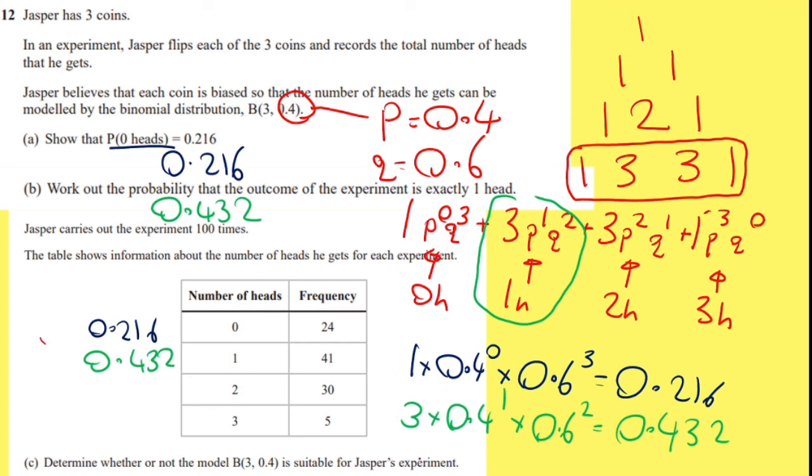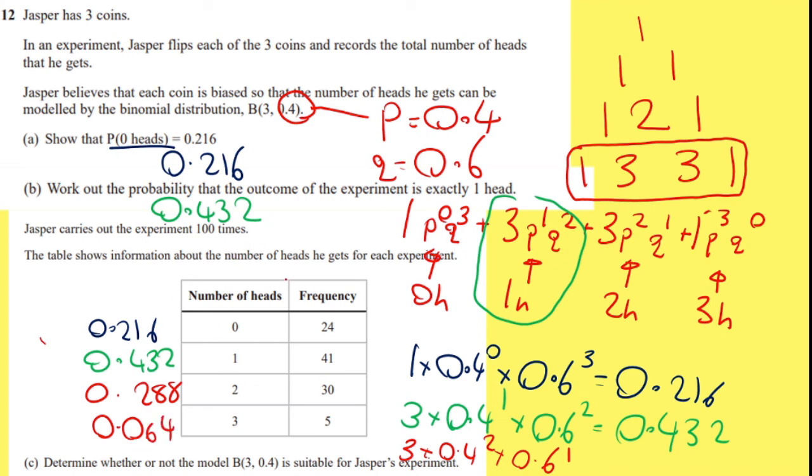If I'm doing it for two heads, it's going to be 3 times 0.4 squared times 0.6 to the power of 1, which gives me 0.288. And my last one, I'm just going to do P cubed, but I've run out of space, so I'm not really going to write it out. So it's 0.4 cubed, which is 0.064.